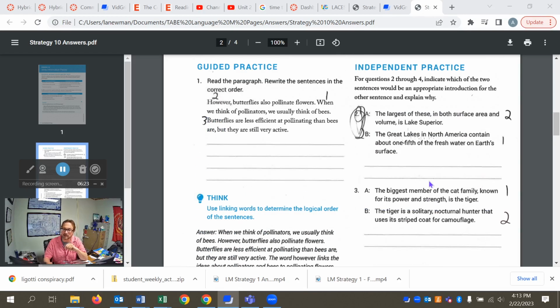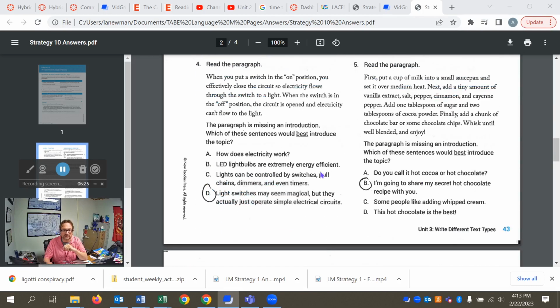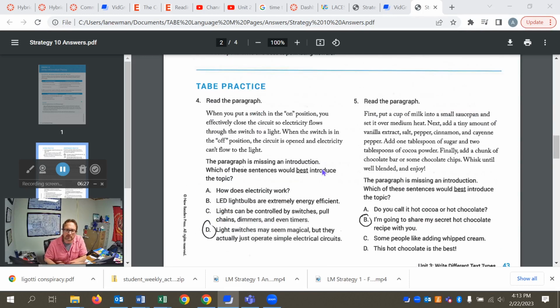All right, question 4 was not one of those. It's a multiple choice. Okay, 4, the paragraph is missing an introduction. Which of these sentences would best introduce the topic? And it's D. Light switches may seem magical, but they actually just operate simple electrical circuits. And then the paragraph goes on to describe that process.